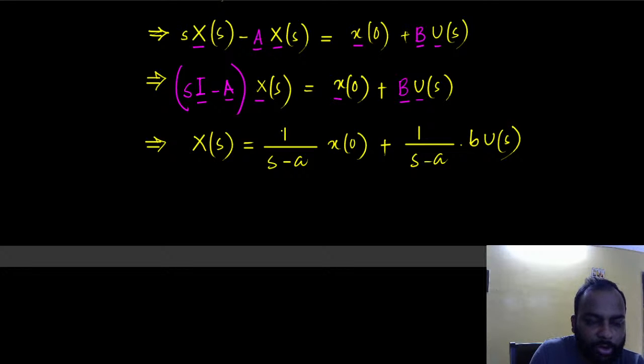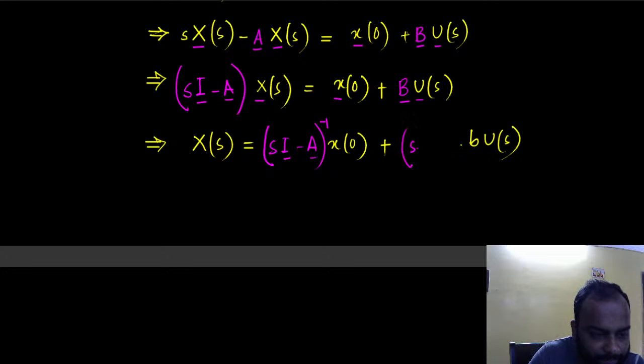So instead what I'm going to do, from both sides, from the left and the right, is multiply with the inverse of sI minus A. So I'm going to write the matrix (sI minus A) inverse on both sides. So I'm multiplying this with the matrix inverse of sI minus A.